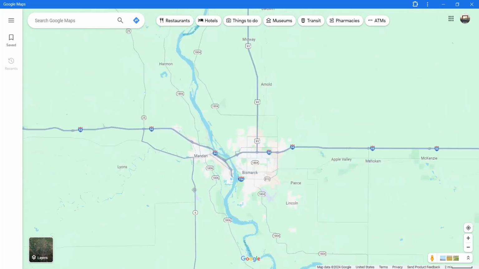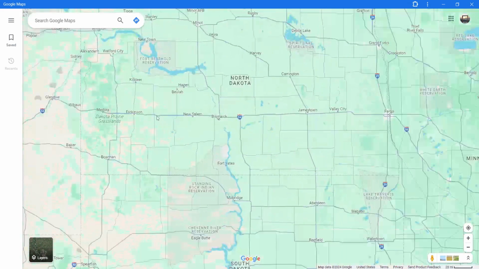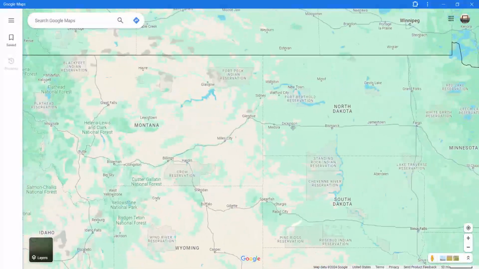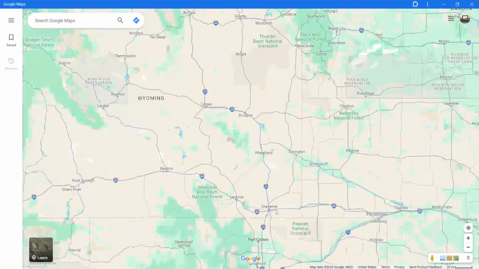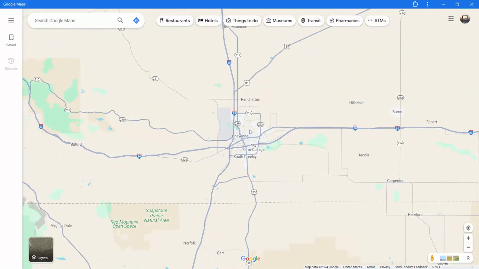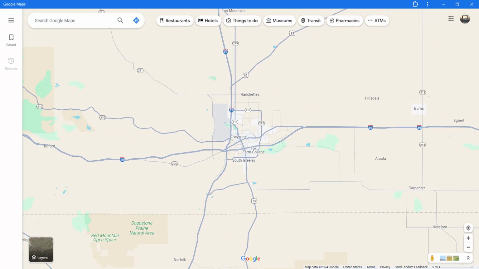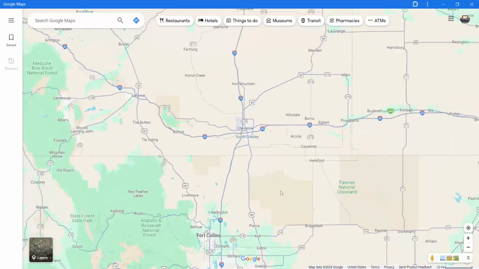Now we move over to the state of Wyoming and its capital, which is in the southeast corner of the state, and that is Cheyenne. Cheyenne, Wyoming, the capital of Wyoming.